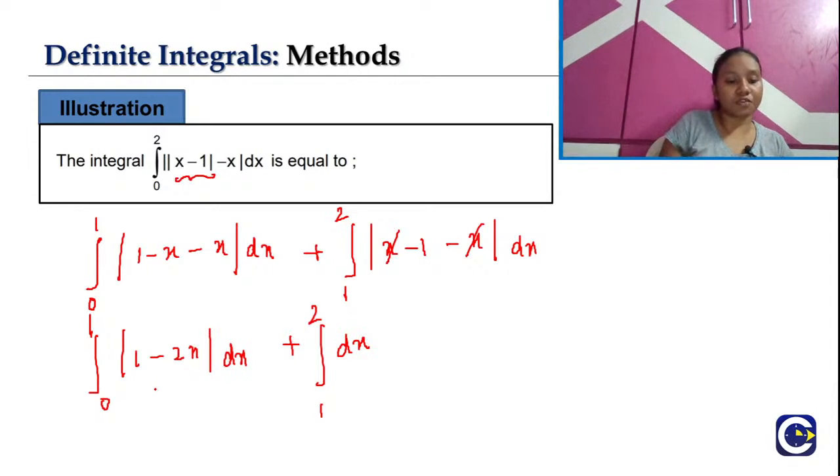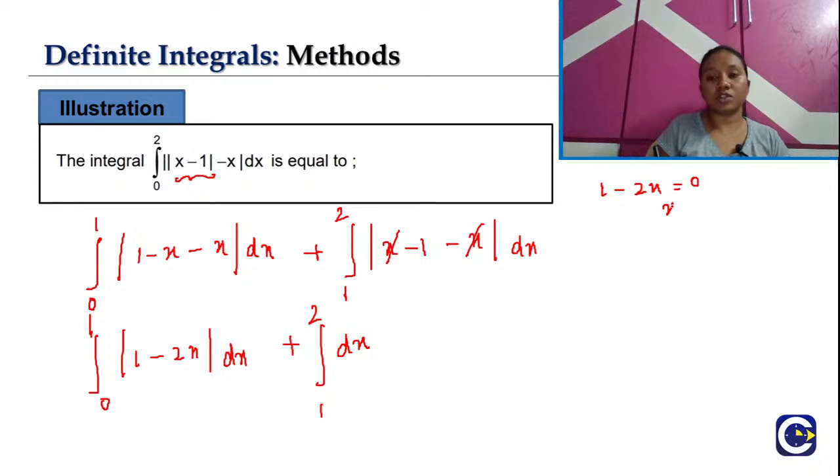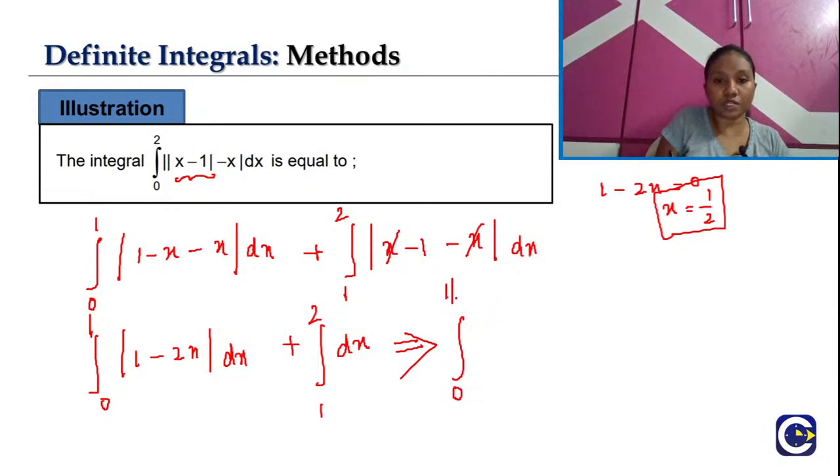But here if you observe, we are having one more modulus. The critical point will be, so here 1 minus 2x, so what will be the critical point? So x will be equal to 1 by 2. So now we have to split this at 1 by 2. So let me do it here. So the first will be from 0 to 1 by 2. So if we take any values from 0 to 1 by 2, whether they will be negative or positive. So 0 to 1 by 2, then it will be positive only. So directly the function will be 1 minus 2x dx.